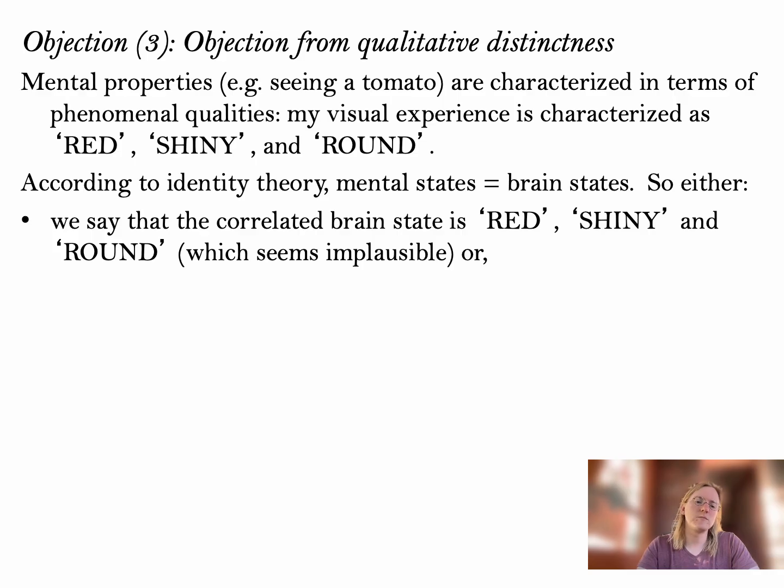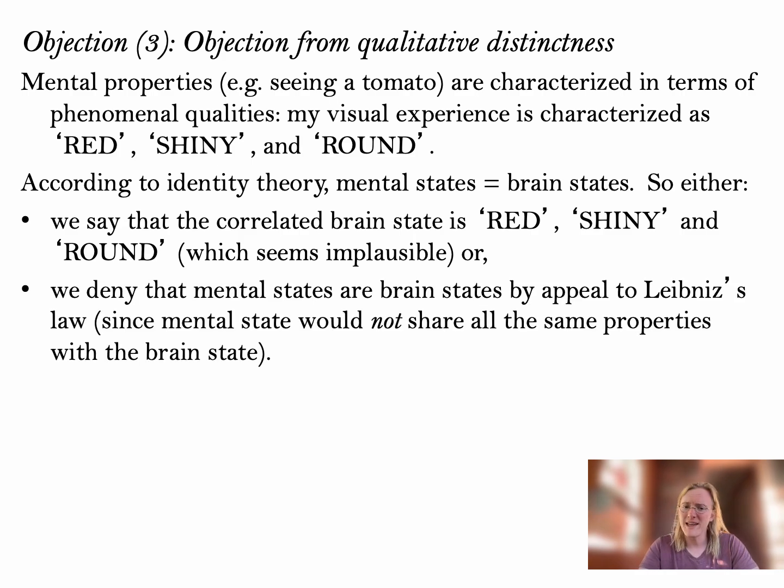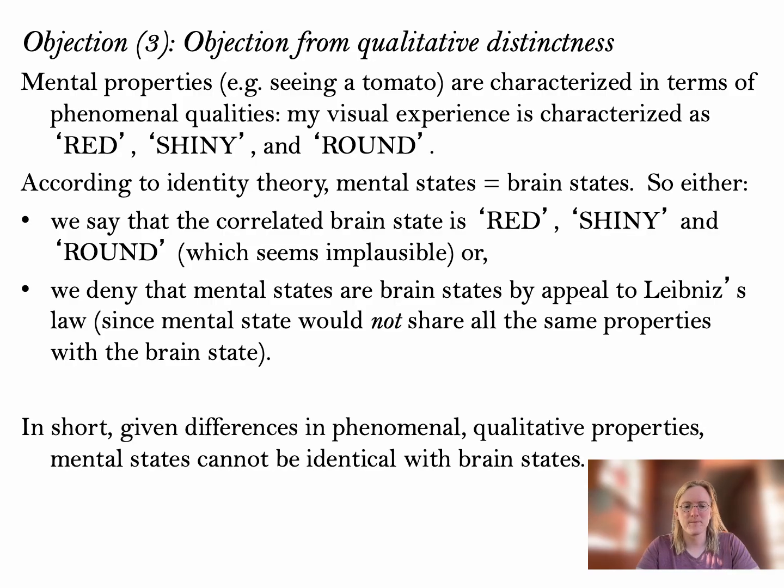Likewise, we might think that there's an objection from qualitative distinctness. So mental properties, for instance, seeing a tomato, are characterized in terms of phenomenal qualities. My visual experience is characterized as red and shiny and round when I'm looking at a tomato. According to identity theory, mental states are just brain states. So either we say that the correlated brain state is red and shiny and round, and that seems implausible. What goes on in my brain need not be red, shiny, and round, but we could alternatively deny that mental states are brain states, and say that, look, numerical identity requires having all and only the same properties. But if my experience has these properties but my brain doesn't, then they can't be the same thing.